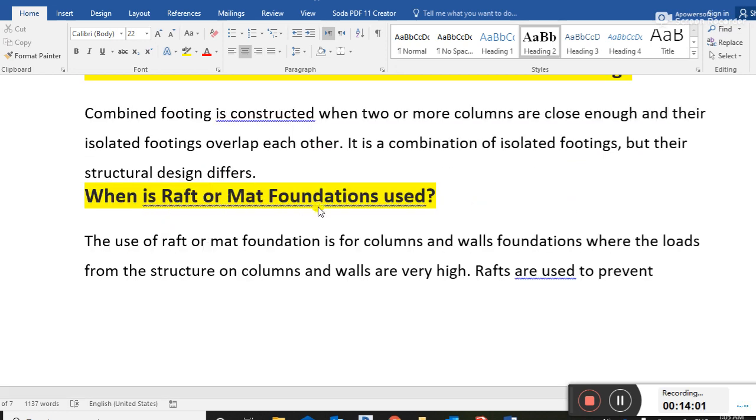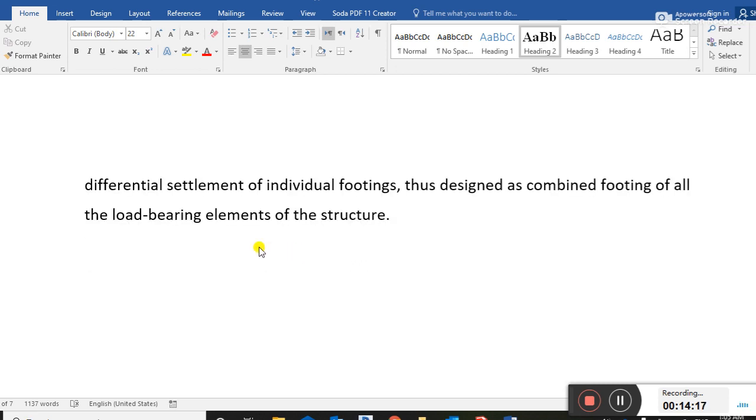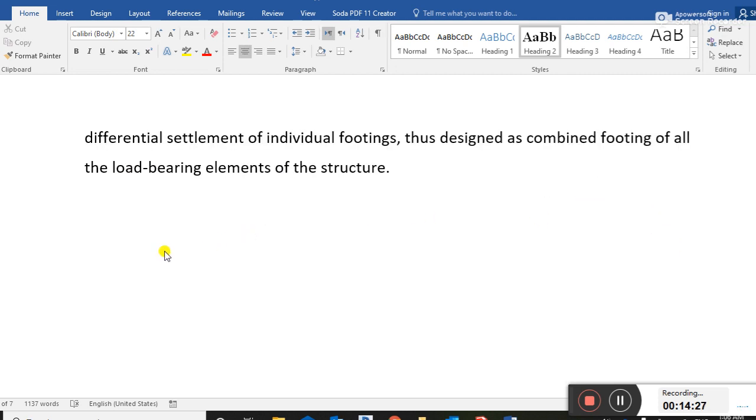When is raft or mat foundation used? Raft or mat foundation is used for column and wall foundations where the loads from the structure on the columns and walls are very high. Rafts are used to prevent differential settlement of individual footings, and are thus designed as a combined footing for all isolated load elements of the structure.